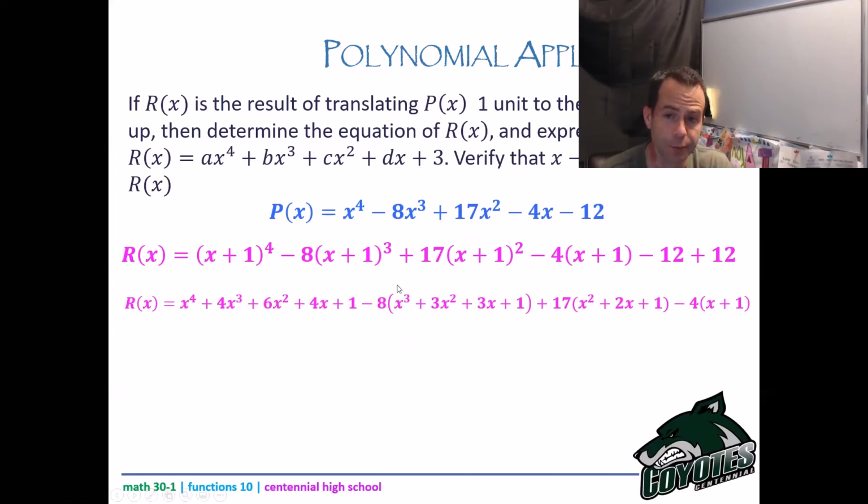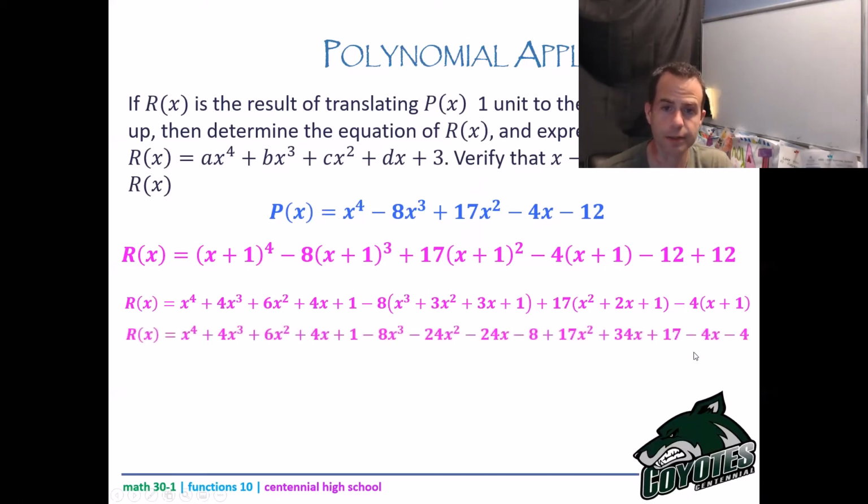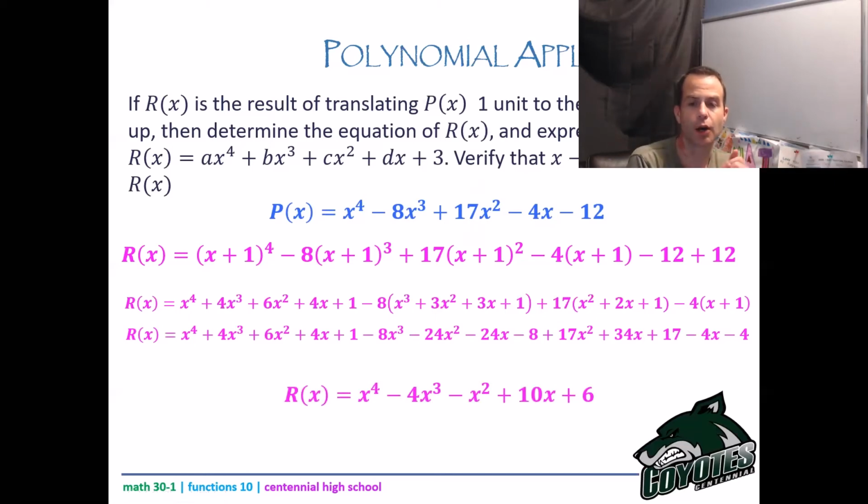This -8 will get distributed into each term on this guy. The 17 will get distributed into each term on this guy. And the -4 will get distributed into those two terms. Okay, so when I get rid of all the brackets, that's what I'm looking at. And then when I combine like terms and clean it all up, my final answer would be r of x equals x to the 4 minus 4x cubed minus x squared plus 10x plus 6.